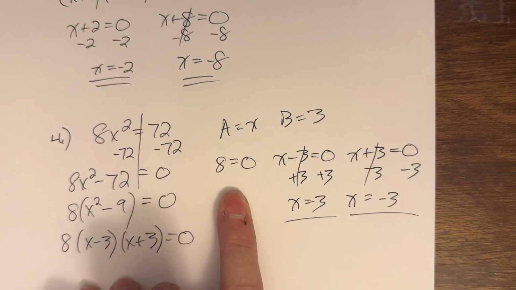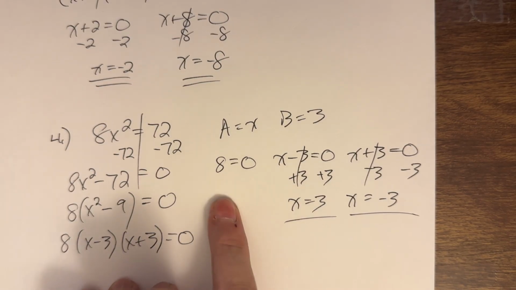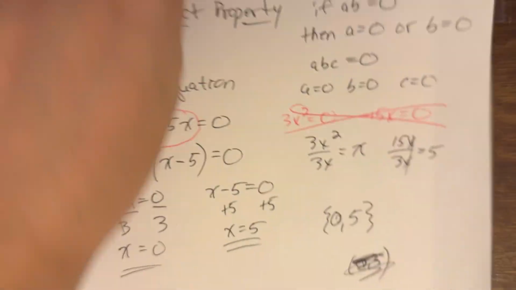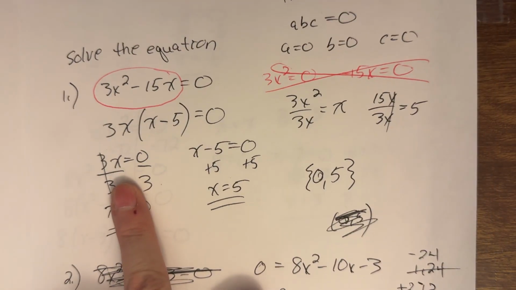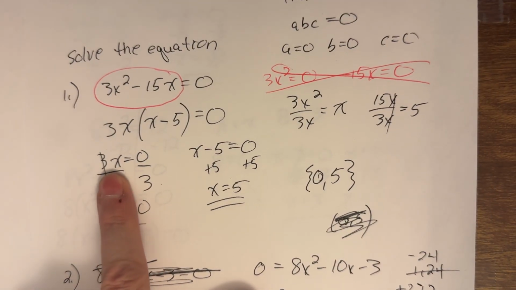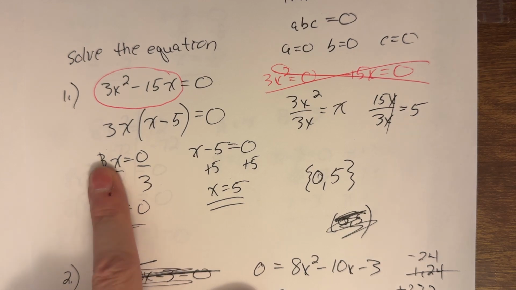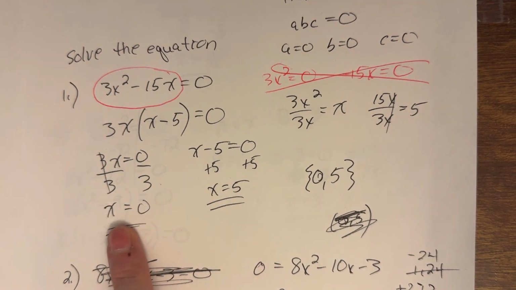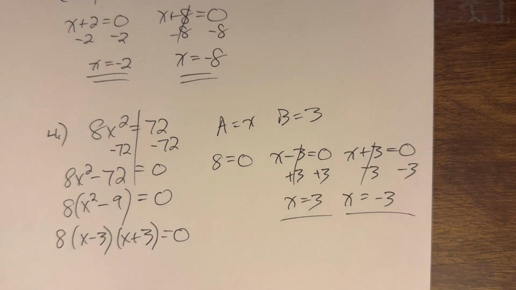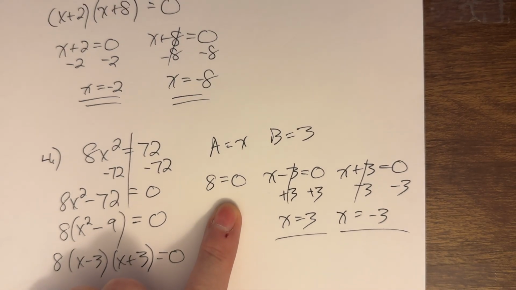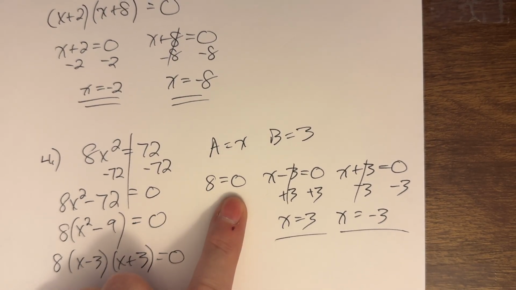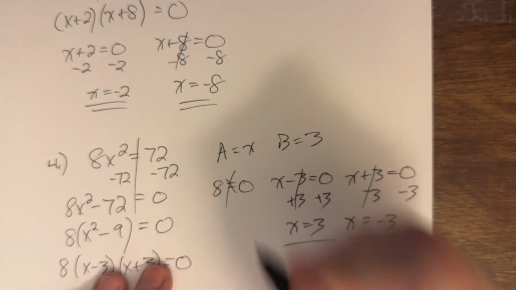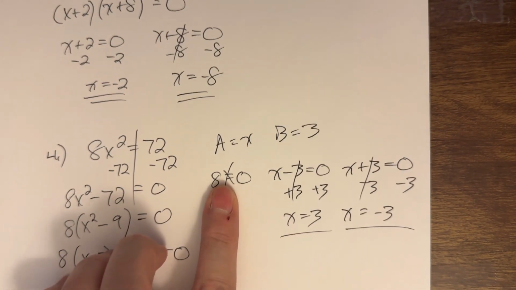This one, very easy to make a mistake. It's very easy to confuse this with something that we saw back in problem number 1. Here we had 3x equal to 0. We divided both sides by 3 and got an answer, x equals 0. Here, there's no x. So what do we have? We have 8 equals 0. Well, that's nonsense. That's just a no solution equation.